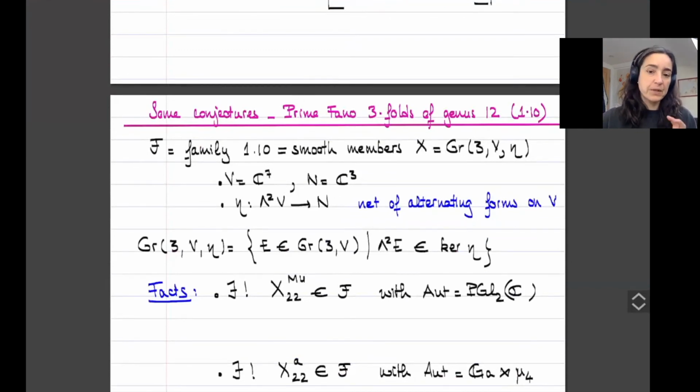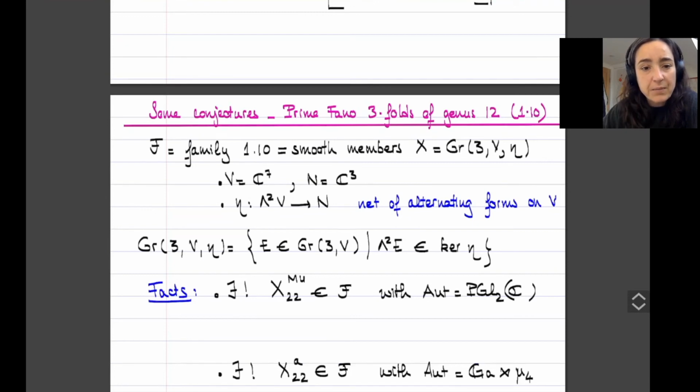Okay, so let me, for the end of this talk, mention a few conjectures about those families which have both polystable and non-polystable members. So the first conjecture I'd like to talk about is the one on prime Fano threefolds of genus 12. So if I look at those, there's a description which is due to Mukai, who shows that prime Fano threefolds of genus 12 can be described as the Grassmannian of isotropic subspaces of the following form.